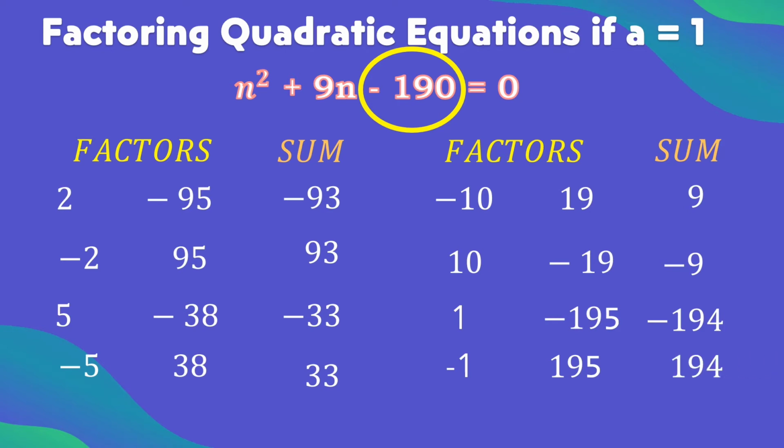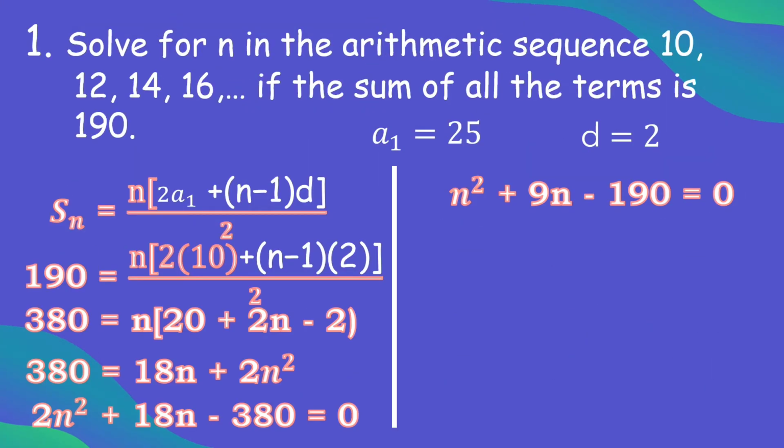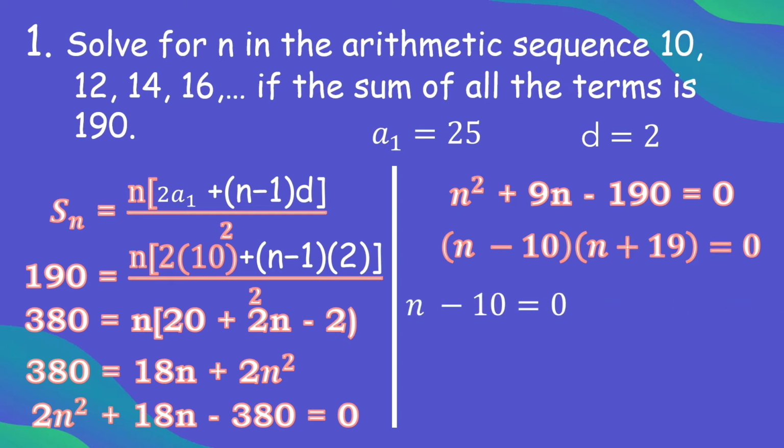Which of the pair of factors will give a sum of 9, which is the middle term of your quadratic equation? Correct. The factors are negative 10 and positive 19. Going back to our previous solution, we have n squared plus 9n minus 190 equals 0. Factoring it, we have n minus 10 times n plus 19 equals 0. The next step is to equate each factor equals to 0. n minus 10 equals 0 and n plus 19 equals 0.